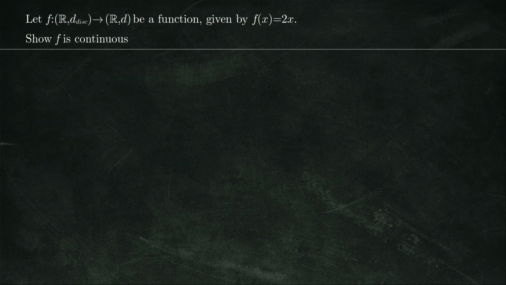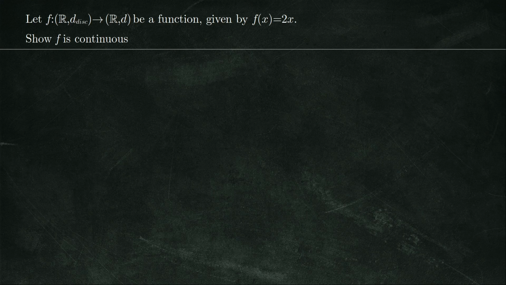Okay, this example is quite similar. The difference is we've swapped whether it's the domain or the codomain that has the discrete metric or the Euclidean metric. So have a go at this on your own and then come back to the video.